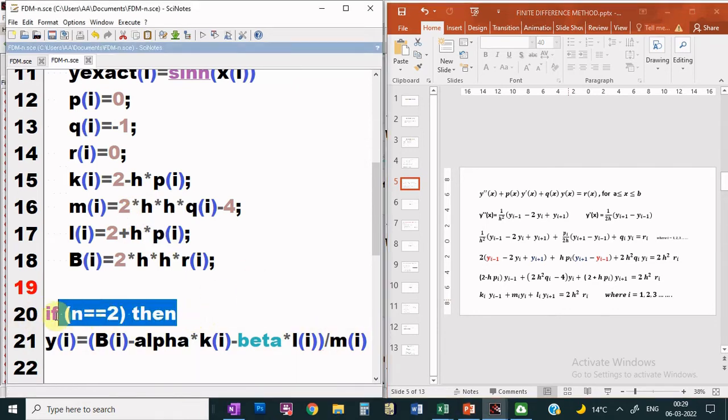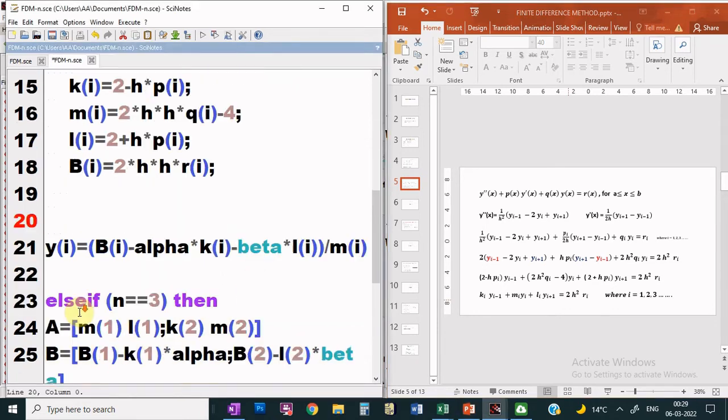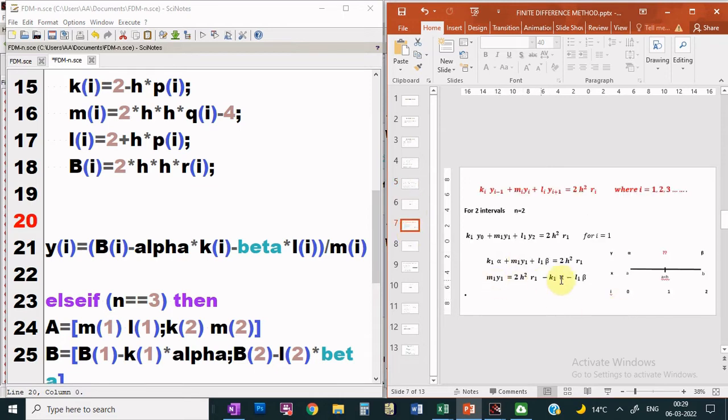And then we can compute the value of y1 from this equation which we just discussed. So this was the equation for the two intervals case, and the value of y1 is 2h square times r1, which we have replaced with b. So b is nothing but 2h square r1, and then minus alpha times k1 minus l1 times beta, divided by m1. So this will give us the value of y1.